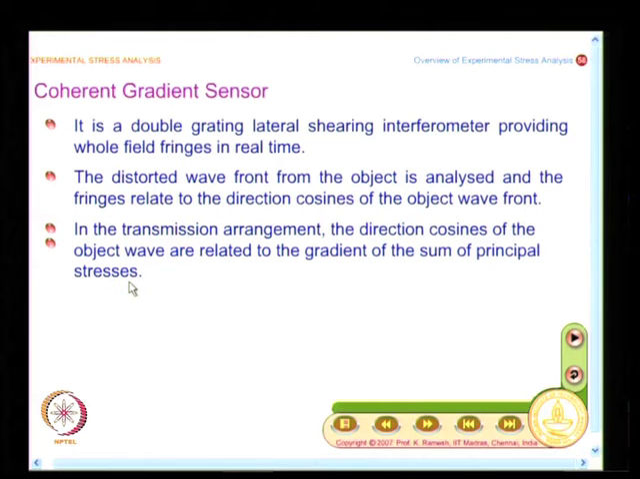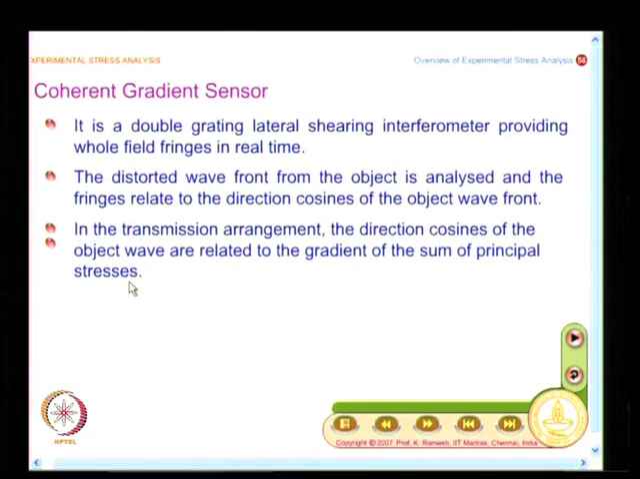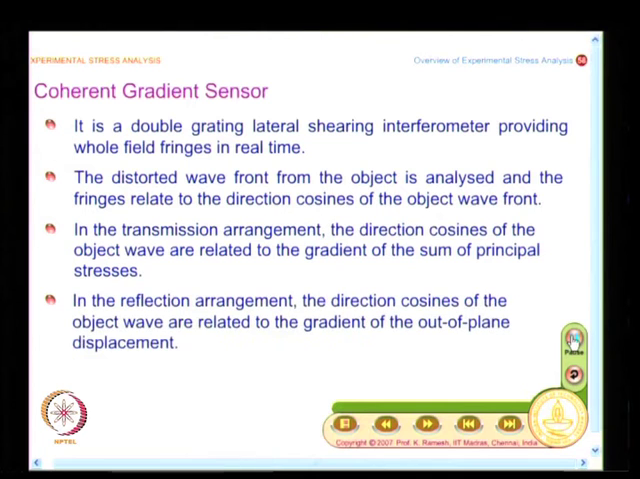So, this is what I had said: for each of the techniques, there is a physics that is exploited, and that physics dictates what information you get from interpreting the fringe patterns. And here, you are able to get those direction cosines related to the gradient of the sum of principal stresses. This is what happens in a transmission arrangement, and when I go to reflection arrangement, I relate this to the gradient of the out of plane displacement.